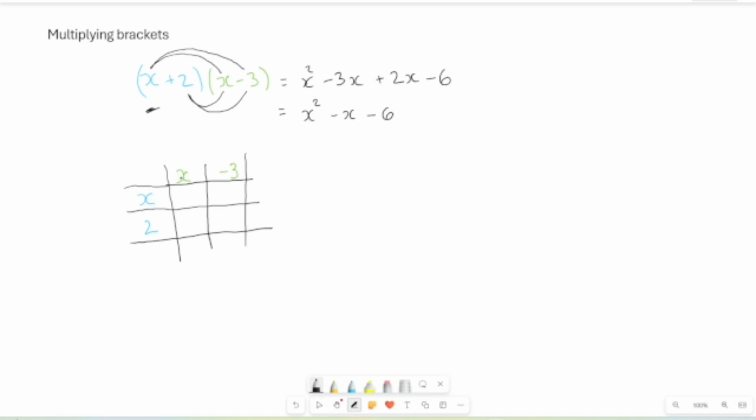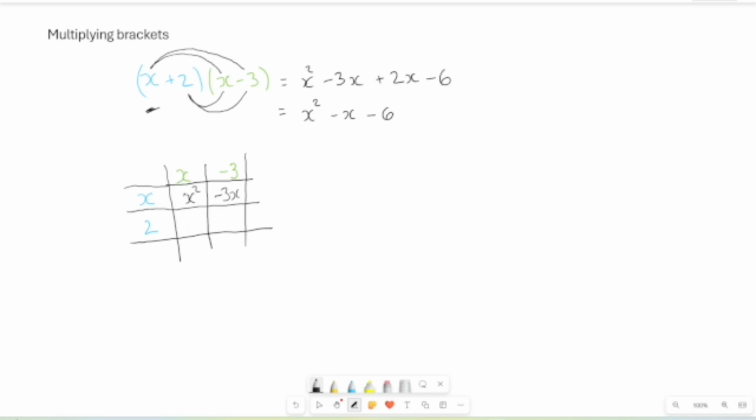So let's go ahead with this. The first one, this one, has an x at the top and an x at the side, so we multiply those together and that gives us x squared. This cell has a minus 3 at the top and an x at the side, so that's minus 3x.